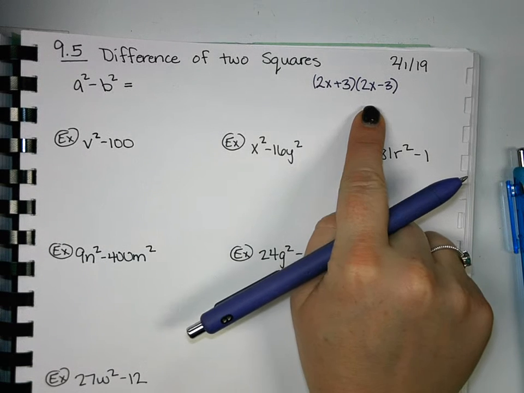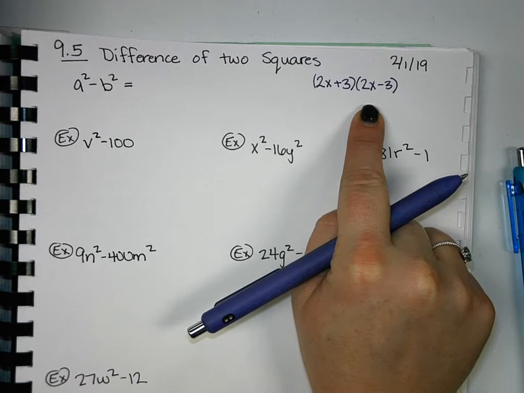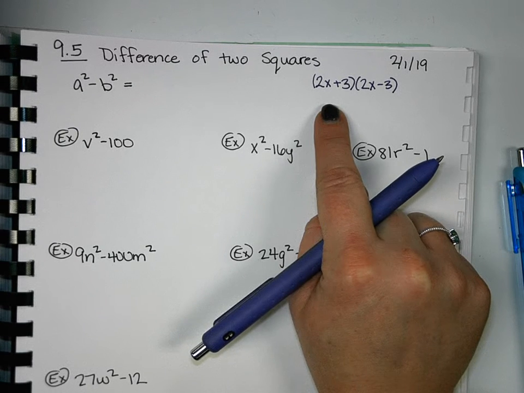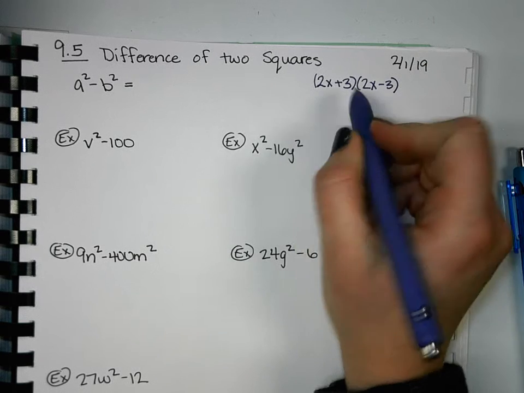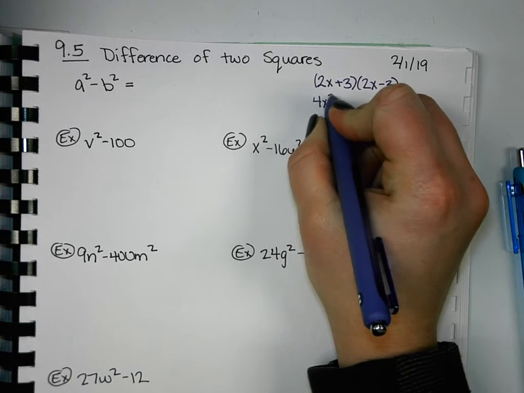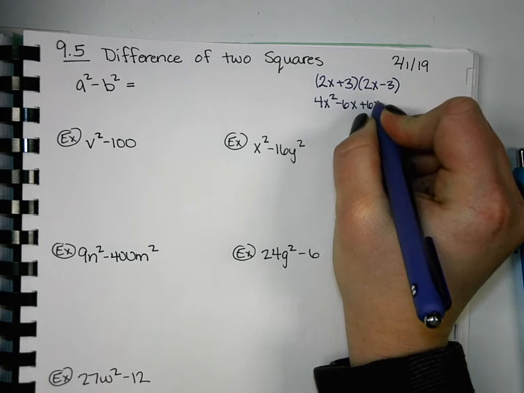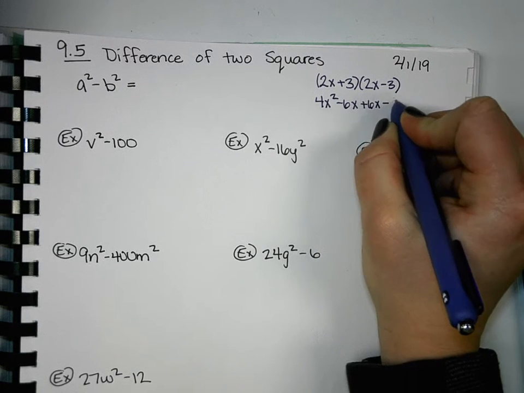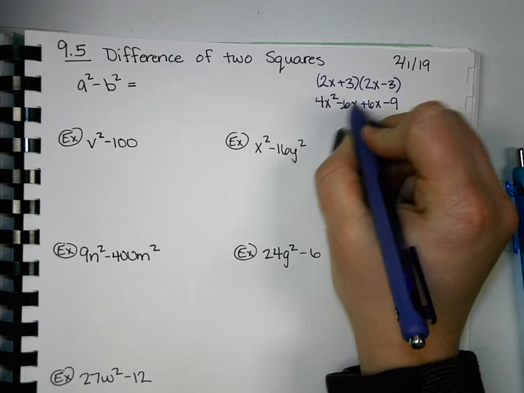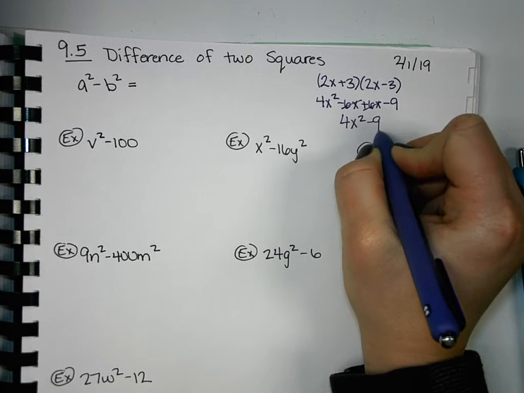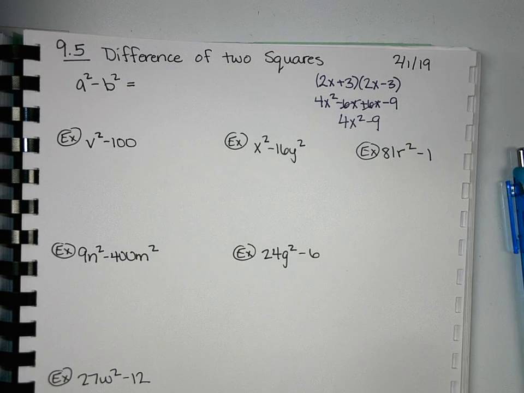When we multiplied that, what happened? Anyone remember? Stuff canceled out. So we did 2x times 2x and got 4x squared. Then we got minus 6x plus 6x and minus 9. So our middle term added up to 0, and we had just 4x squared minus 9. Well, what we're going to learn today is how to do this particular kind backwards.